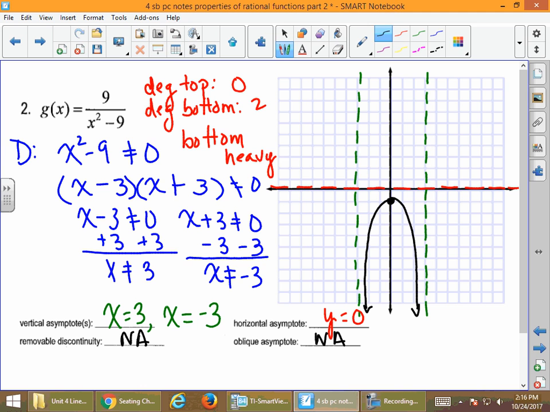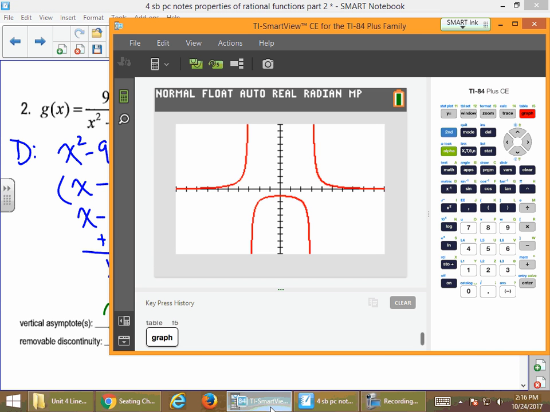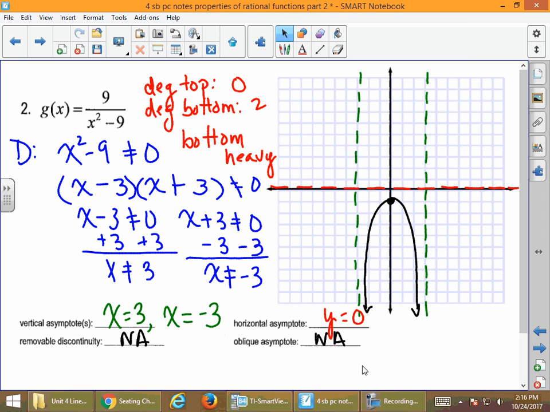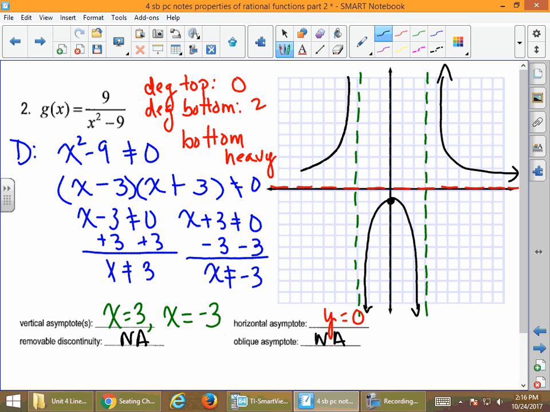And then our other two branches of this graph, if we take another look at it, what's happening is that we have an asymptote on the x-axis, so we don't even have any x-intercepts in this case. So we've got a picture like this, and like that.